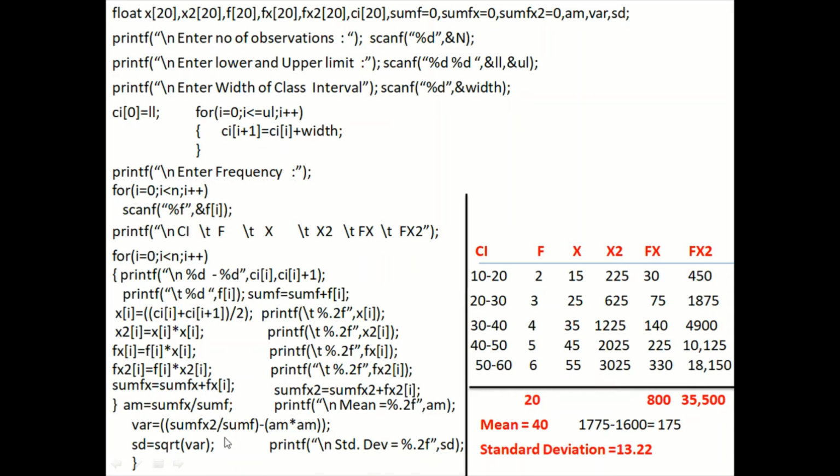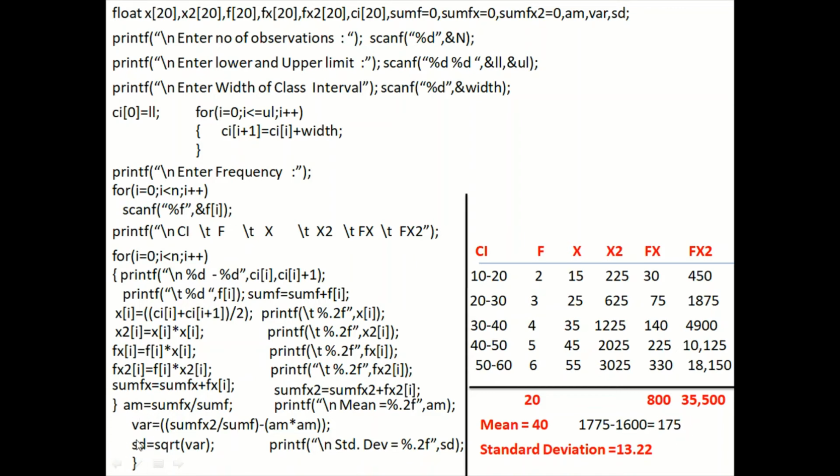1,775 minus the square of arithmetic mean, AM into AM. So 40 into 40. How much is it? 1,600. So 1,775 minus 1,600, it is 175. That is the variance.